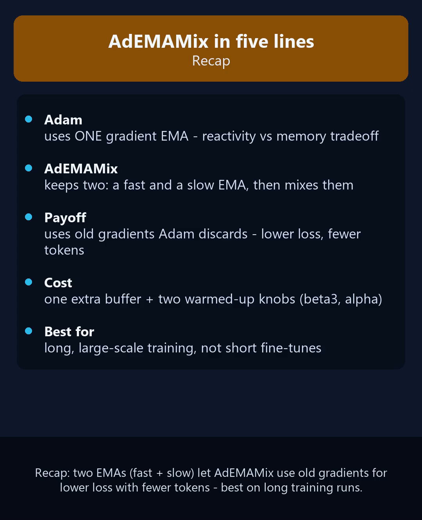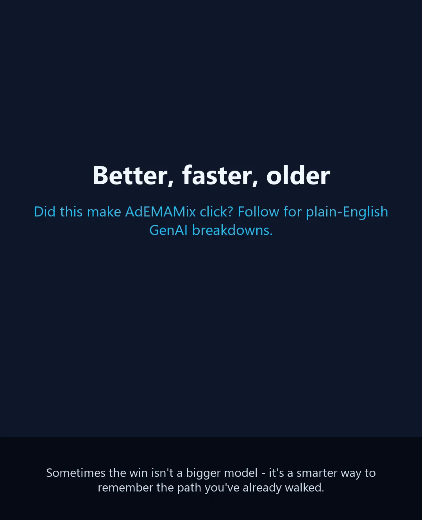Quick recap. Adam uses one moving average of gradients and must trade reactivity against memory. AdEMAMix keeps two, a fast one and a slow one, and mixes them, so it uses old gradients that Adam discards. It reaches lower loss with fewer tokens, at the cost of one extra buffer and two warmed-up knobs. It is built for long, large-scale training, less so for short fine-tunes. That is AdEMAMix: better, faster, older.